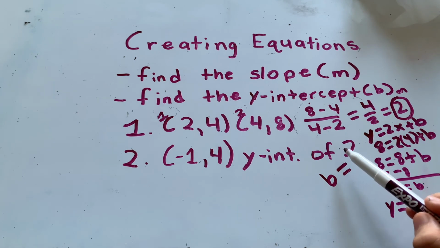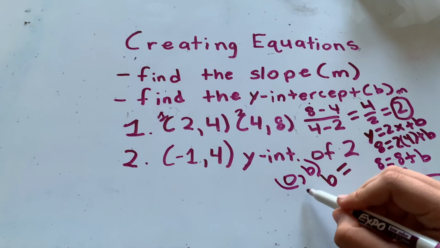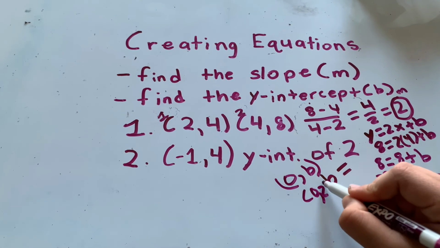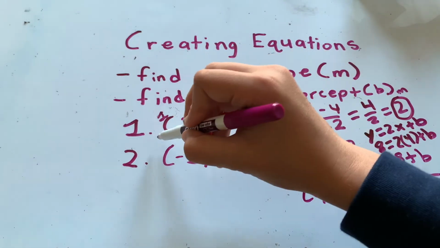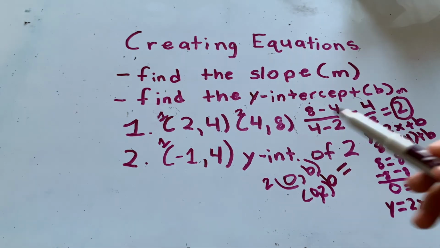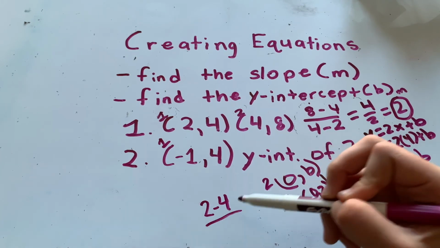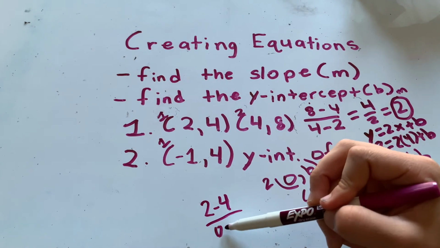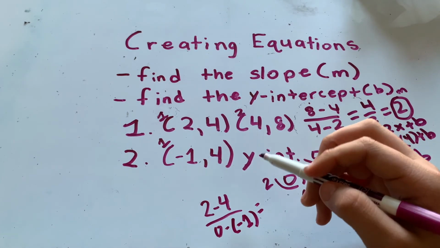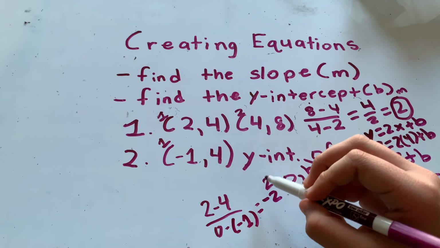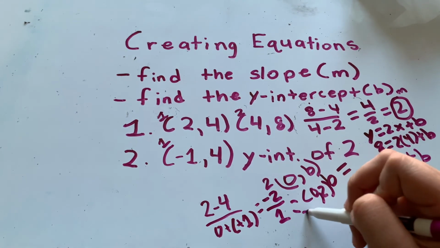Since the y-intercept is (0, b), and b is 2, a point could be (0, 2). So we'll use (negative 1, 4) and (0, 2). We'll make that point 1, make that point 2, and it will be 2 minus 4 over 0 minus negative 1. That will give us the slope of negative 2, and then make those 2 positive, over 1. So it equals negative 2.